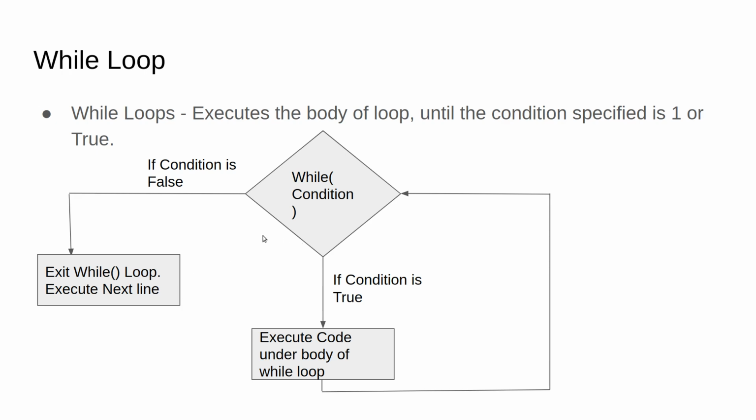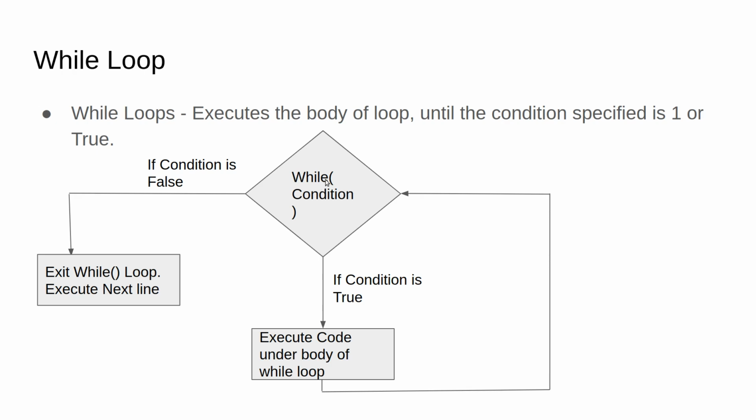Now let us consider the while loop. As discussed before, in the while loop we have to specify the condition, and this condition decides whether we are entering the body of the while loop or not. If the condition we have specified in the while is true, then it executes the body of the while loop. If the condition is not true, it comes out of the loop and executes the next line.